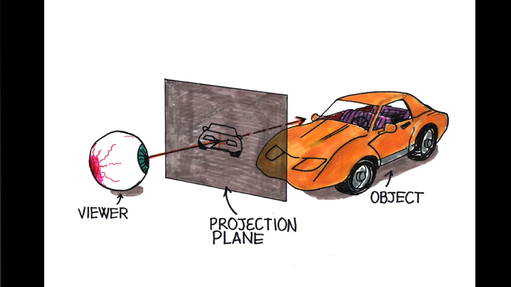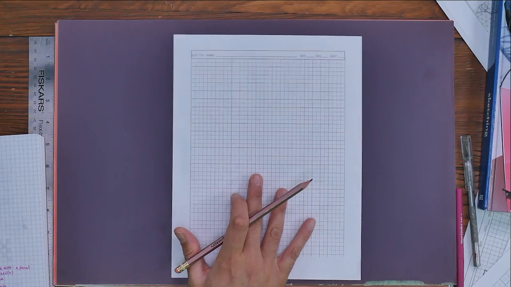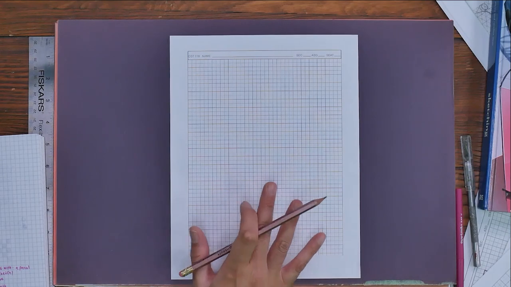So for example, here the orthographic eyeball is looking at this car, and what it is seeing is the front of the car. This is like another view of that, but if we think about what the orthographic eyeball is looking at, it's a bunch of points that are being projected onto the plane. The same is going to happen on our paper. So we're going to think that our projection plane is our piece of paper.